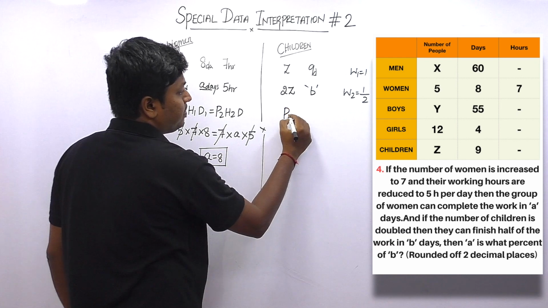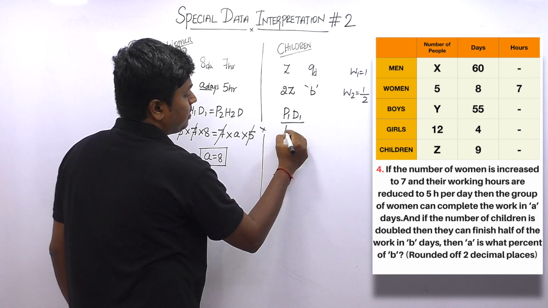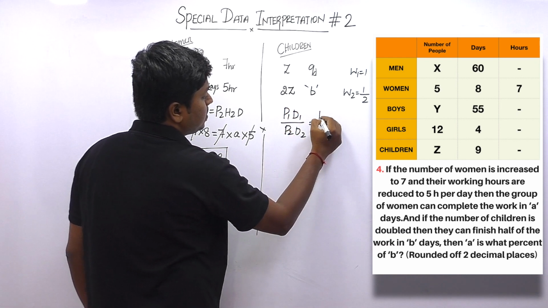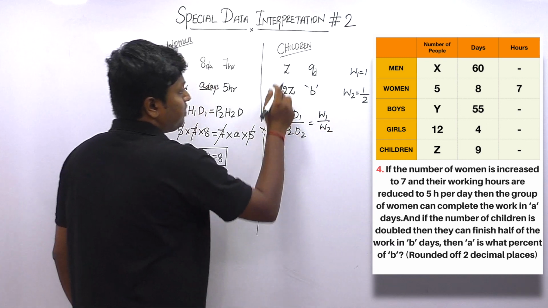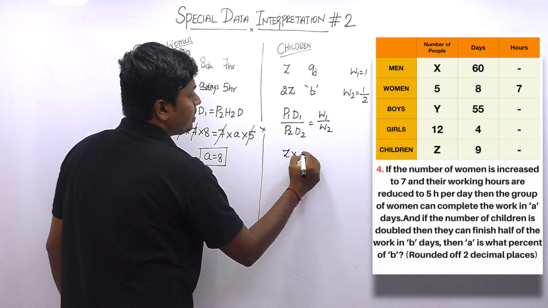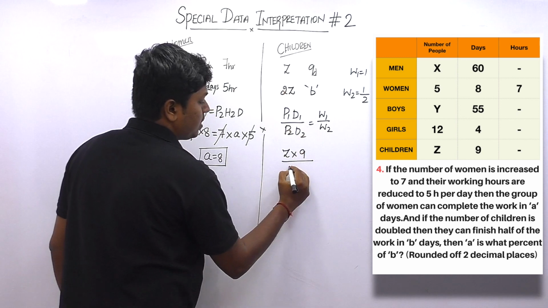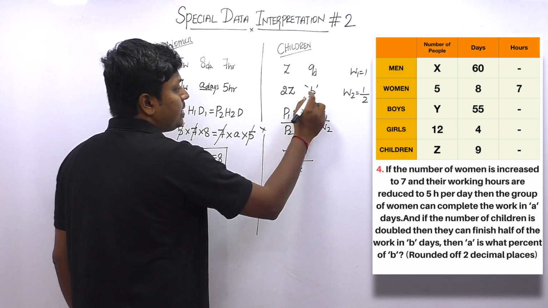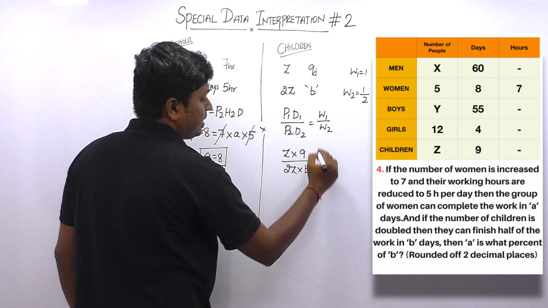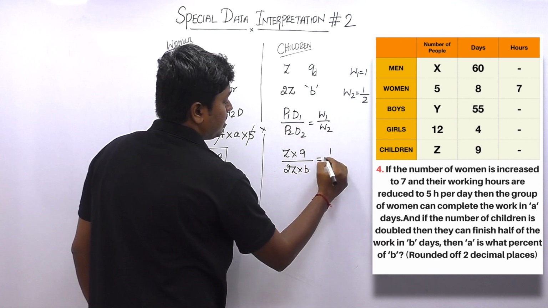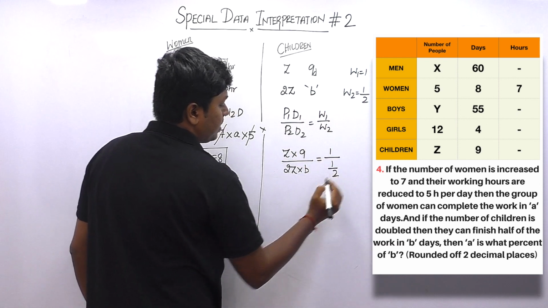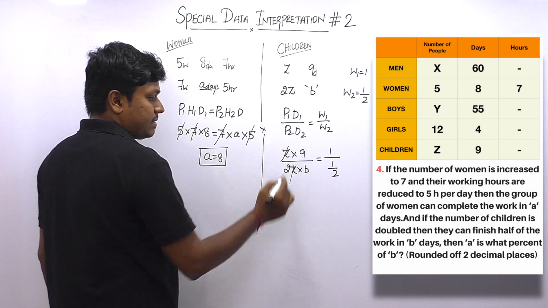Use the formula P1 D1 divided by P2 D2 is equal to W1 by W2. P1 person will be Z and D1 will be 9, divided by person 2, which is 2Z, and D will be B, right? So our target is to find B here. Work 1 will be 1 and work 2 will be 1 by 2. So now I think we can cancel Z and Z.